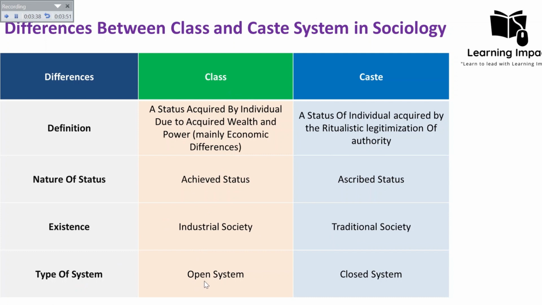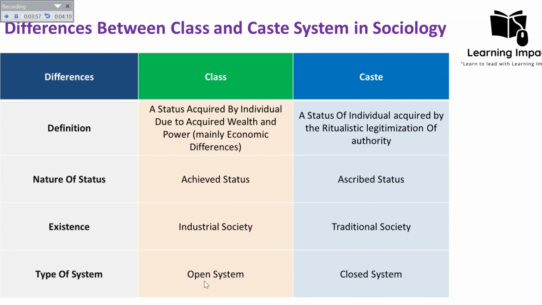Then the type of system, in case of the class, it is considered an open system. It is open to change. It can be changed. It is flexible. Social change is possible in a class system. An individual can change their status and move up and down within the social stratification, within the strata. So there is a possibility of horizontal mobility and vertical mobility, as the class system is an open system.